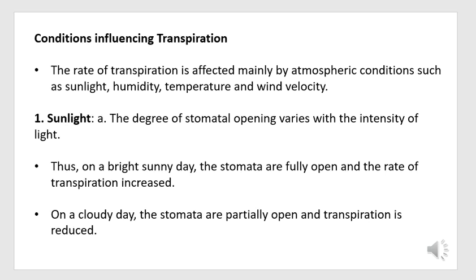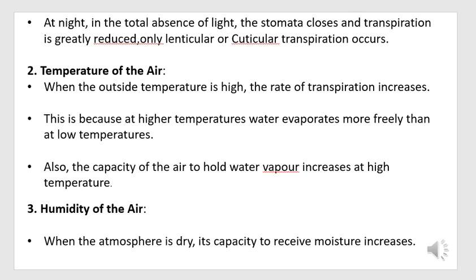If you see the rate of transpiration, the highest occurs through the stomata, then lenticular, and then cuticular transpiration. There are lots of factors which affect transpiration, like sunlight. If there is bright light, then the stomata remain open and it causes a lot of transpiration. If there is high temperature, it also increases the rate of transpiration. If there is humidity, it decreases transpiration, because if there is already water vapor in the air, then how will diffusion occur through the leaves?